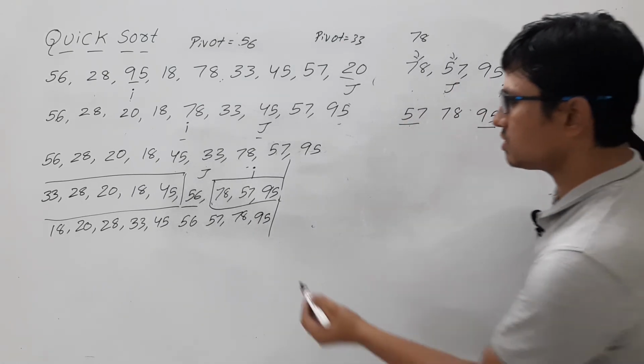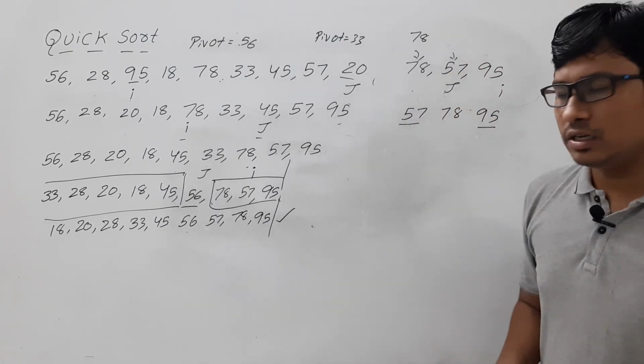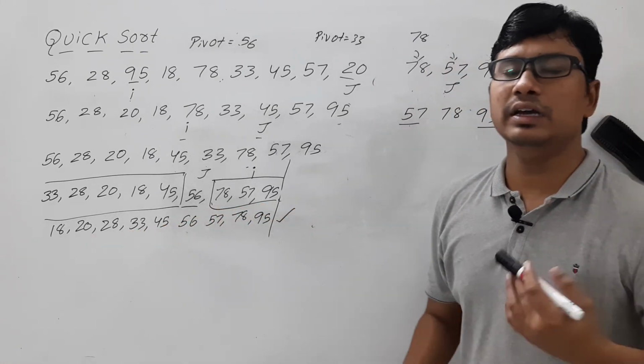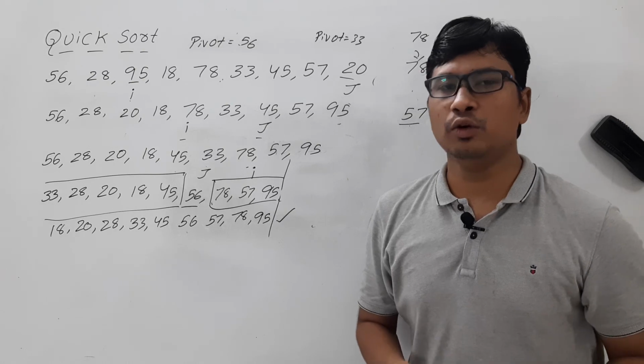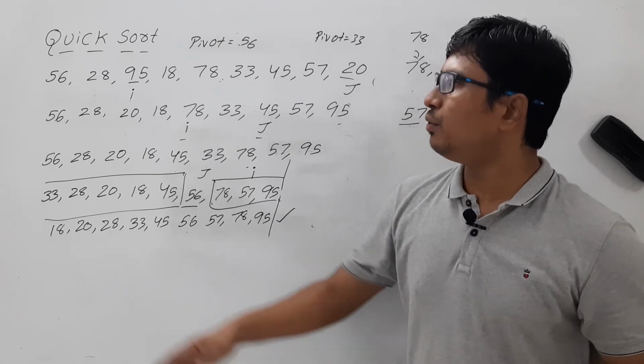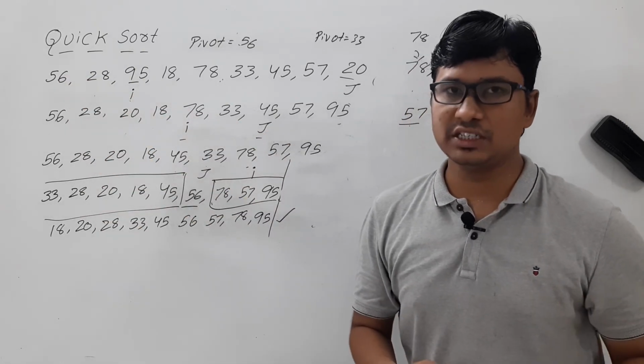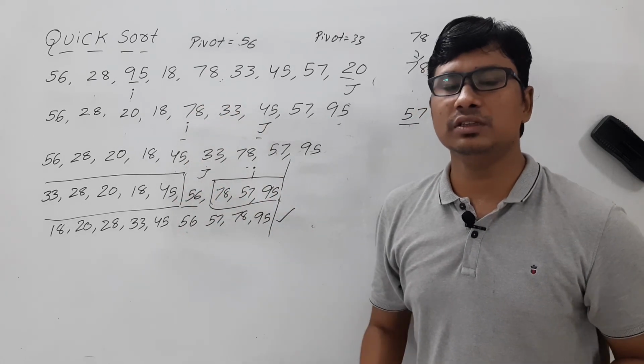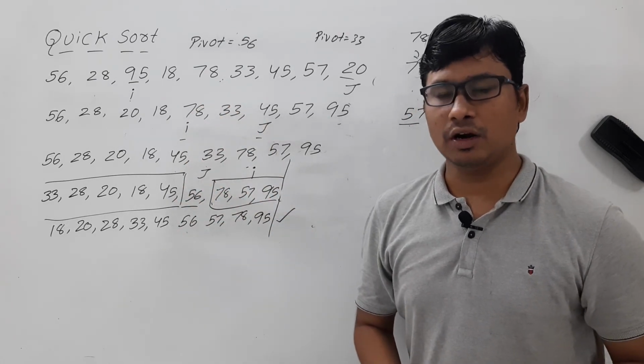Is it clear? So this is your final output of the quicksort. If you look at it, all the elements are in increasing order. So I hope you have understood how I selected the pivot element as the first element, and then how I performed the quicksort using the divide and conquer technique.